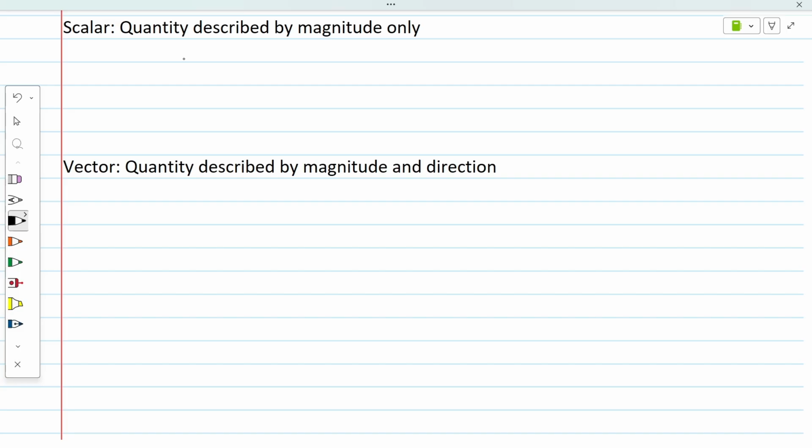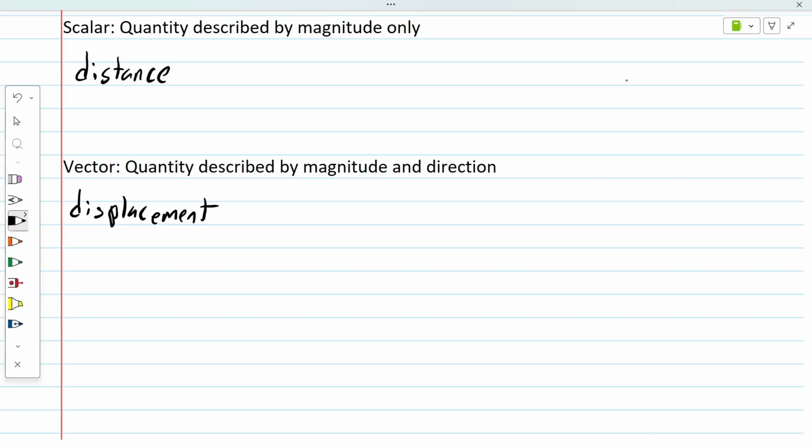Let's talk about some examples of scalars that we might see, and what their vector form is. An example of a scalar that you all are probably very familiar with is something like distance, for example. And a vector form of distance would be called displacement. So what is the difference between a distance and a displacement? We'll talk a little bit more about this in the next video.